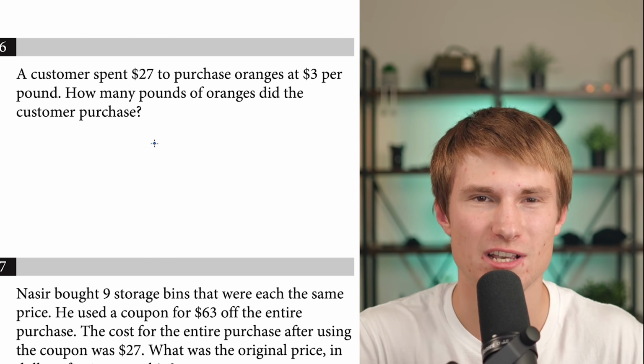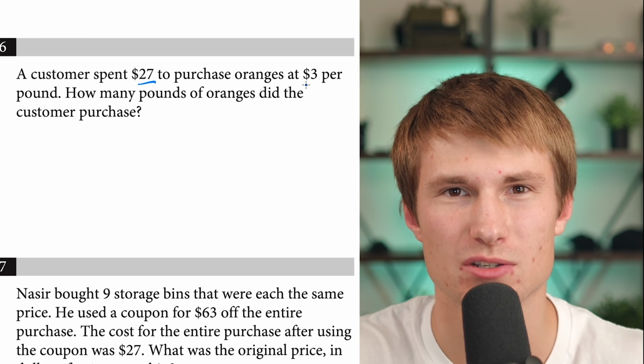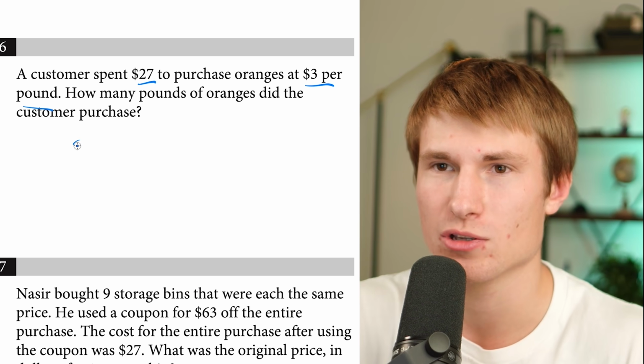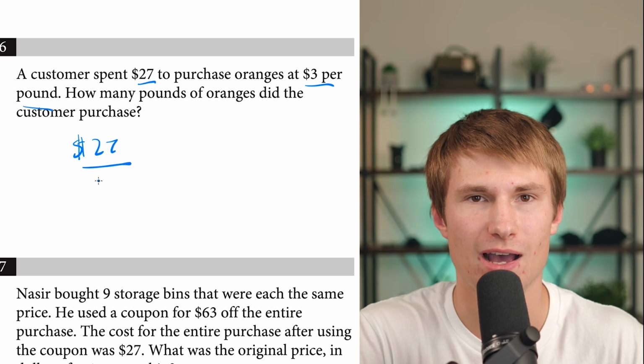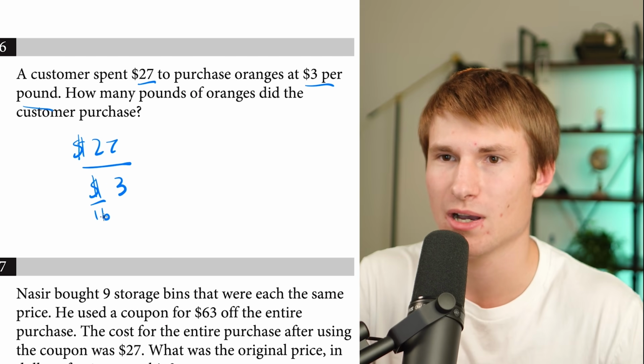Here's how to quickly solve this SAT math question and a trick to check your work. Question 6 states, a customer spent $27 to purchase oranges at $3 per pound. How many pounds of oranges did the customer purchase? Well, we know that she spent $27, so that's $27. Now, we have to divide that by that $3 per pound. Okay, so that's $3 per pound. I'll represent pound as LB.